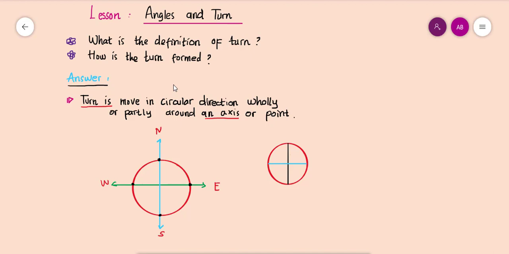Okay, in this topic about angles and turns, what should we learn first? The first thing you have to know is the definition of the turn, and the second is how the turn is formed. If you already understand that, I believe all of the rest will be really easy. Okay, we will move to the definition of the turn.